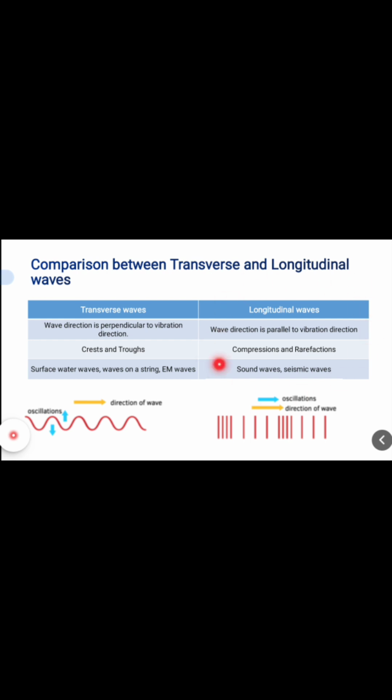So in the case of longitudinal waves, the particles are also vibrating, but the movement of the particles and how it is related to the wave propagation is different from the transverse waves. Here the wave direction is parallel to the vibration direction. One example of a longitudinal wave is sound waves, which is a really common one.